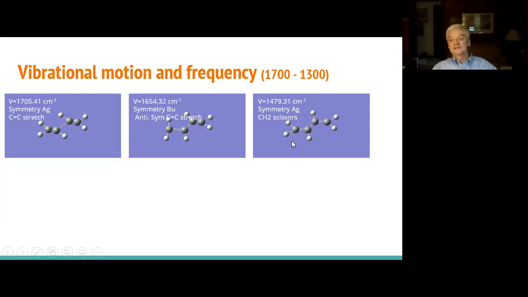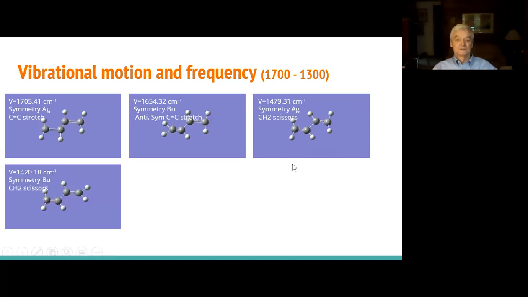This one is called the scissors motion, or the CH2 motion. As I pointed out last time, spectroscopists get very descriptive, so this nicely looks like a pair of scissors. And these two on the end are in phase with each other. Here's another scissors motion. Well, in fact, this is the one that's in phase. The other one is apparently out of phase.